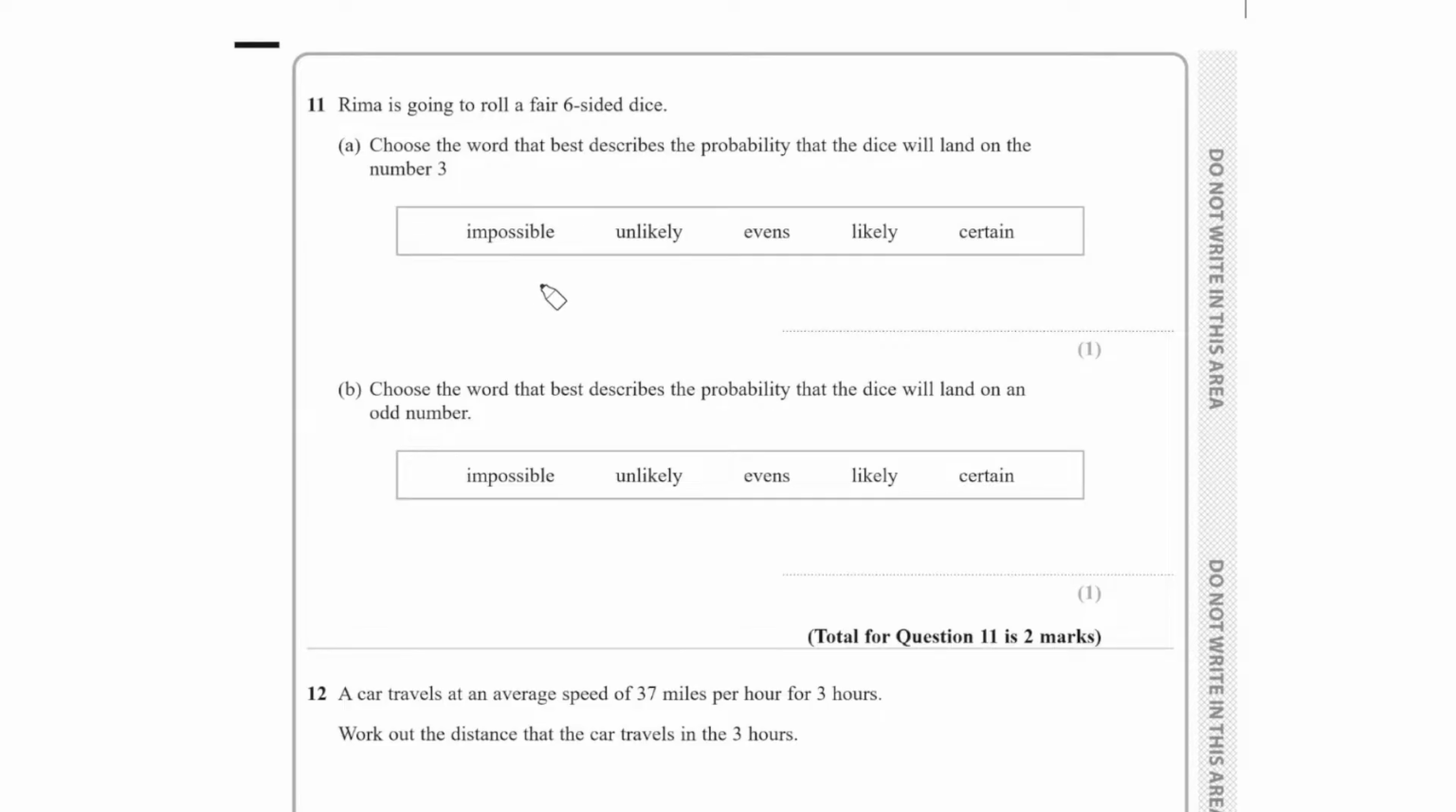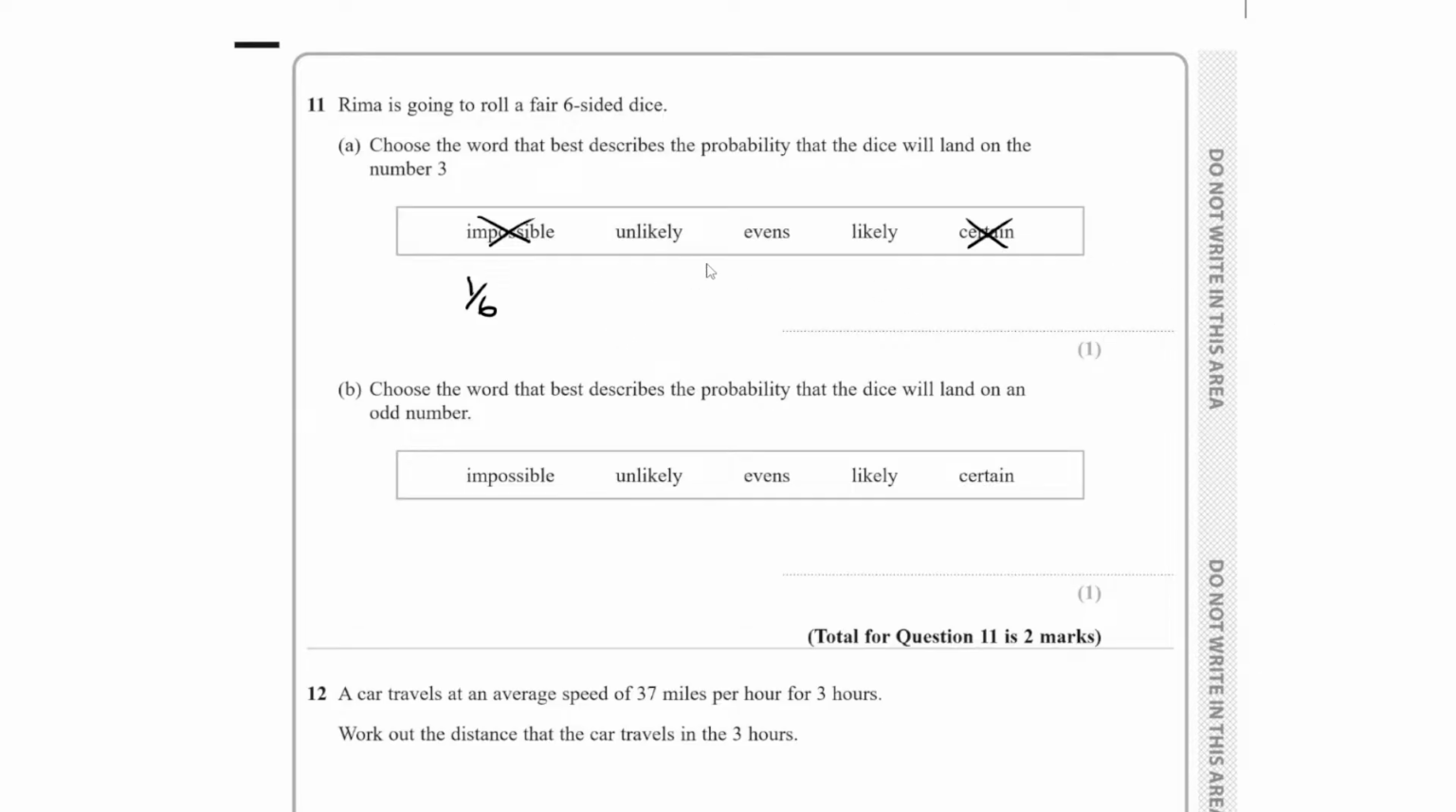Because there are 6 numbers, and there's an equal chance for all of them. Number 3 is only one of the numbers, so that would be like 1 out of 6. So let's see, what would we say out of the words? It's not impossible, is it? Because there's obviously a number 3 on the dice. It's definitely not certain because all the dice isn't all number 3s, is it?